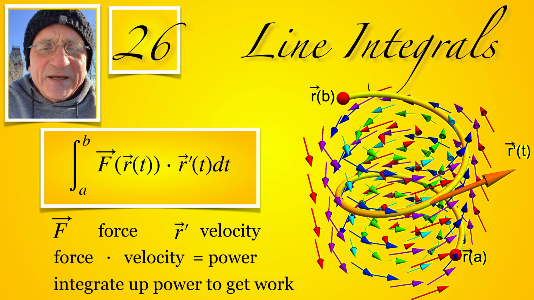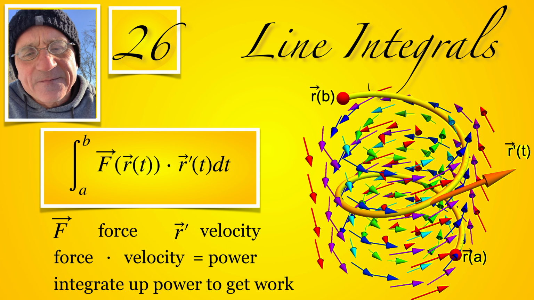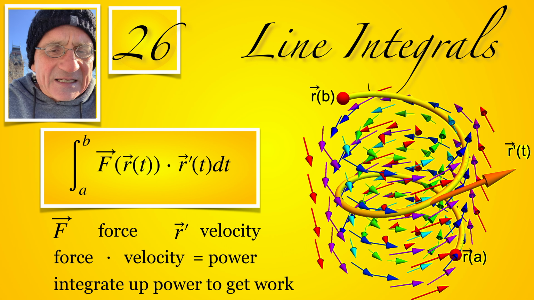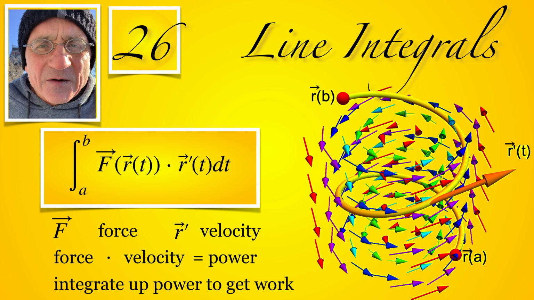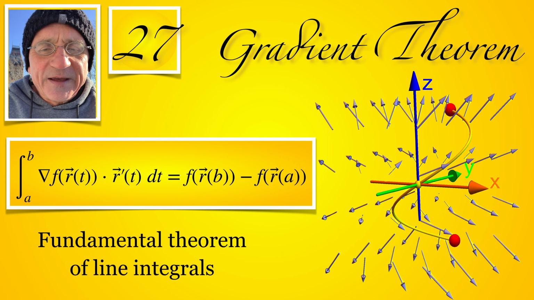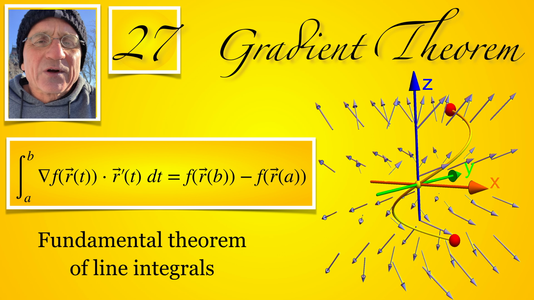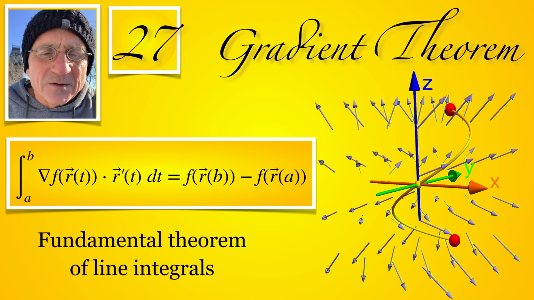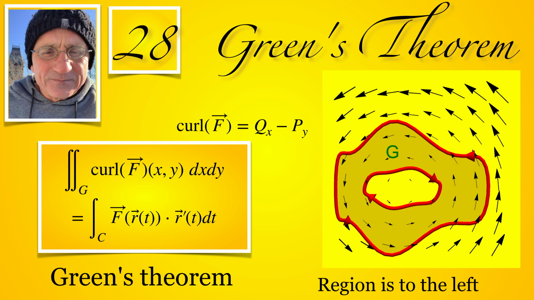The line integral of a vector field along a curve integrates up the dot product between the force and the velocity. Force is F. That product is power, and the line integral can be thought of as work. The fundamental theorem of line integrals assures that for vector fields which are gradient fields, one can express the work as the difference of function values. It allows for fast computation of line integrals, but only if the vector field is a gradient field.